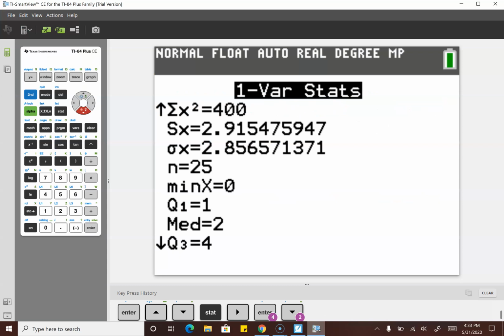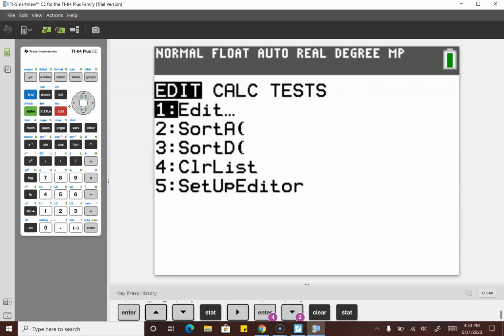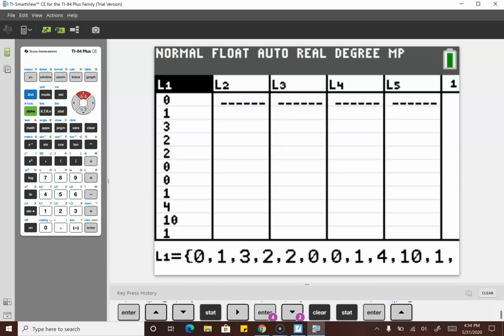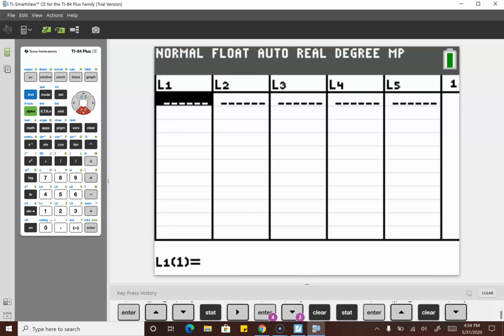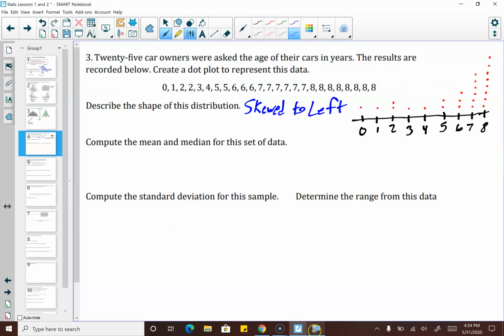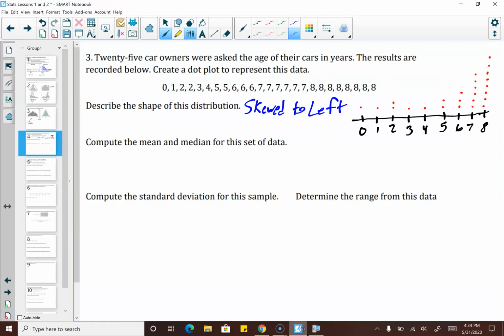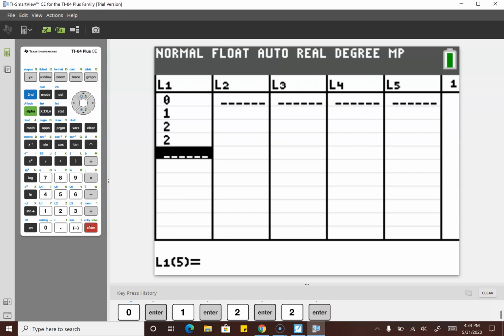So let's go back. On your main screen here, you can hit clear. So we're going to hit that stat button next to X. We'll hit enter for edit. We're going to go up to L1 and we're going to hit clear. Do not hit delete. You must hit clear. And then if you go back down, you'll see your list is blank. So now if we look at our list here, we have a 0 and a 1. So 0, enter, 1, enter. Then we had 2, 2. So 2, enter, 2, enter. And what I'd like you to do is pause the video again and fill out the rest of this list based on the rest of the data.